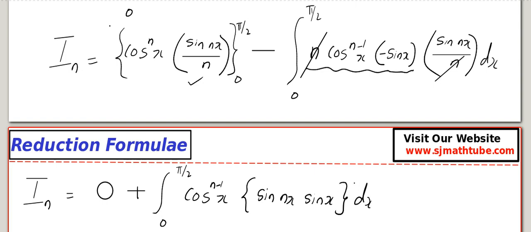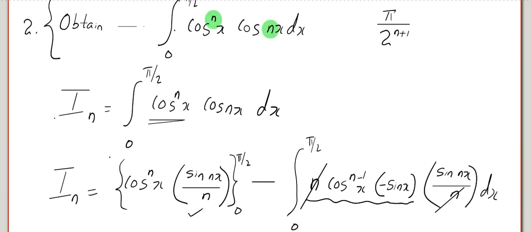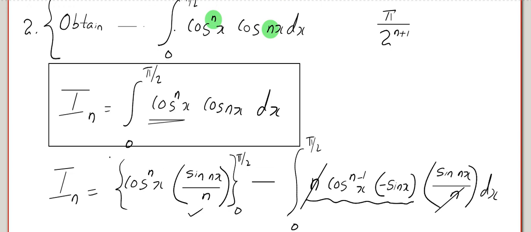Wait a minute. Time to go back and check. Okay. Look at this. This is our question. Look at this very carefully. We have power n and we have multiple angle nx. So once you obtain the reduction formula, we are expecting 0 to pi by 2 cos to the power n minus 1 x cos (n minus 1) into x.